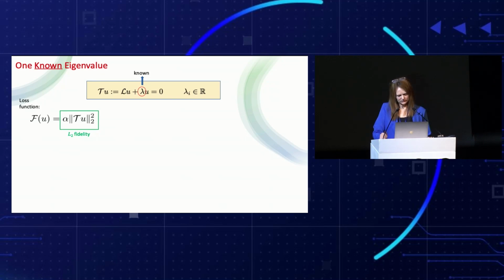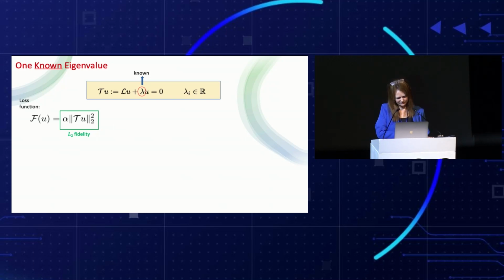The first term is the L2 fidelity of Tu. What does it mean? It means that if Tu, which is Lu plus lambda u, goes to 0, then the u that satisfies this condition actually solves the eigenvalue problem. This is what we want. So we want to minimize the Tu in the L2 norm.